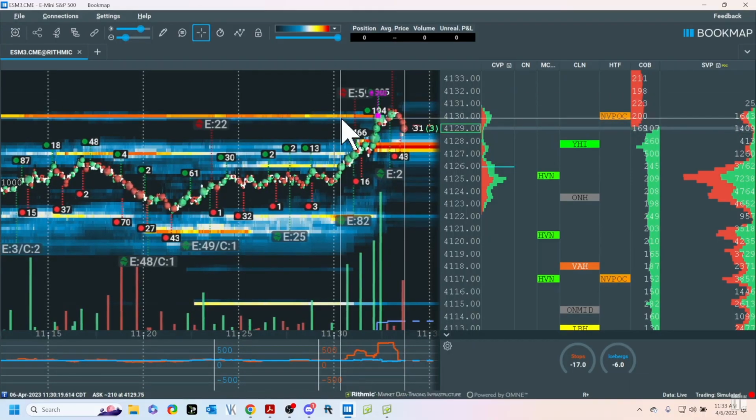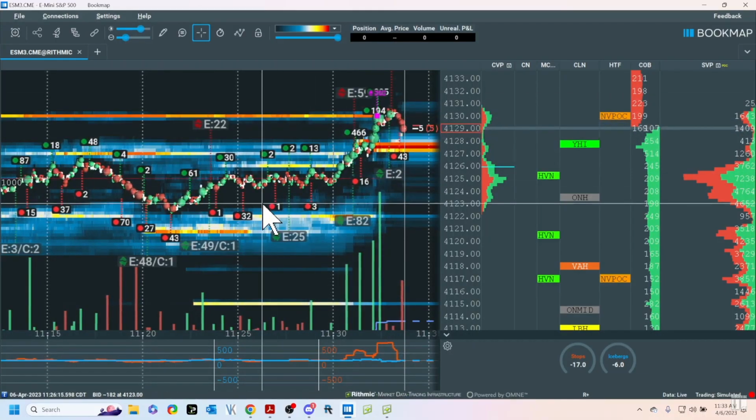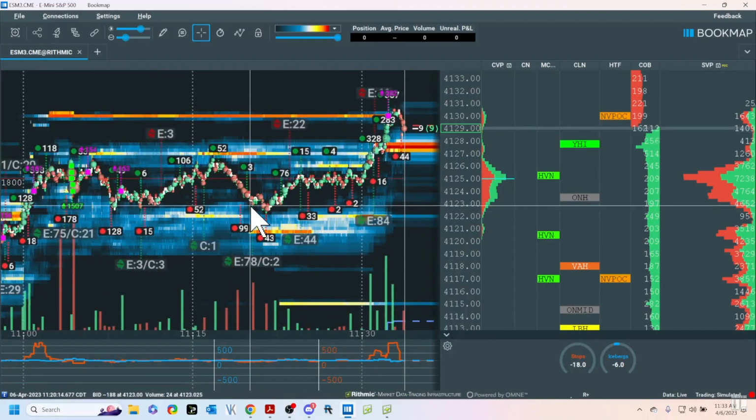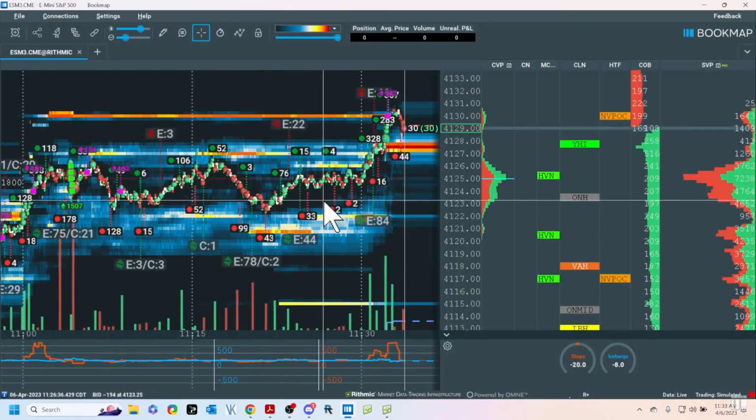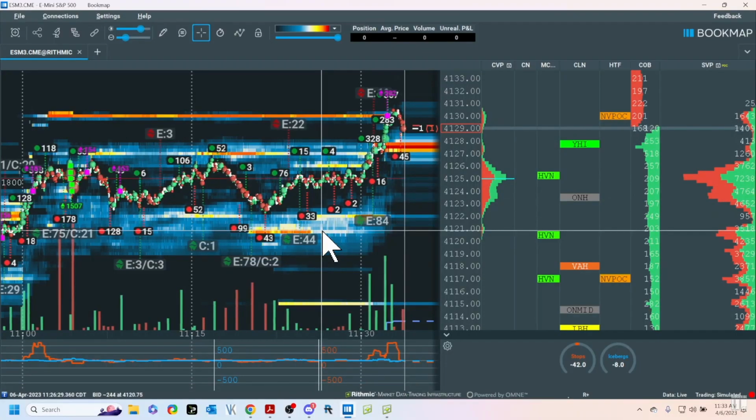So this is our target, right? So this trade would be done. What do you think, guys? Was it worth it? What do you think? Does this make sense, guys? Are you with me?